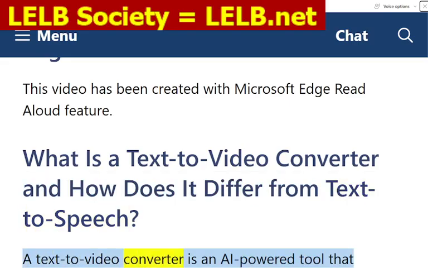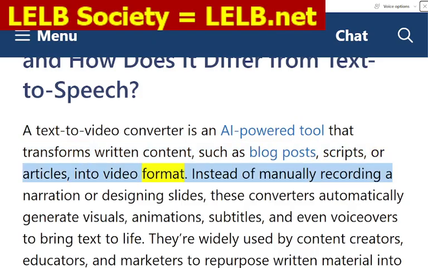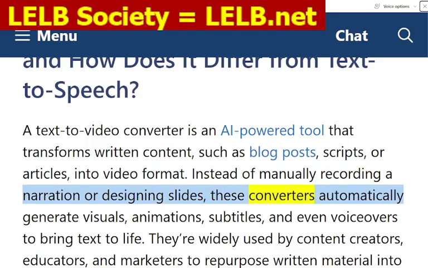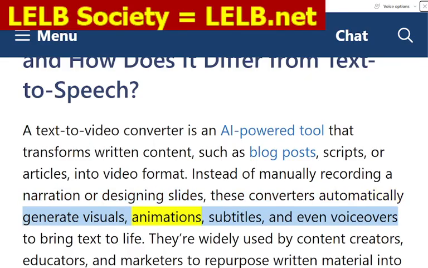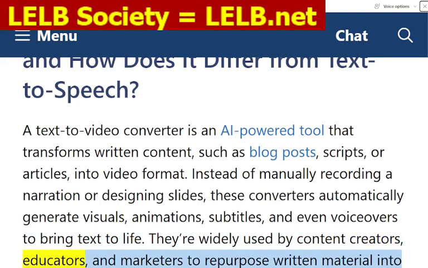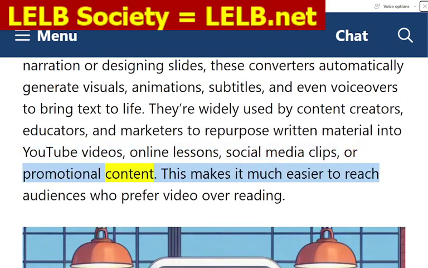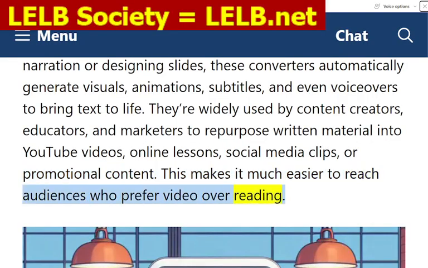A text-to-video converter is an AI-powered tool that transforms written content, such as blog posts, scripts, or articles, into video format. Instead of manually recording a narration or designing slides, these converters automatically generate visuals, animations, subtitles, and even voiceovers to bring text to life. They're widely used by content creators, educators, and marketers to repurpose written material into YouTube videos, online lessons, social media clips, or promotional content. This makes it much easier to reach audiences who prefer video over reading.